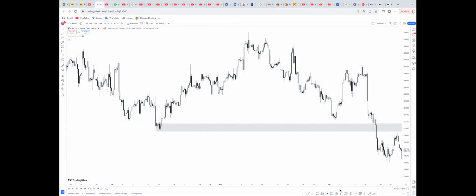I'm going to mark my support. It's going to be this, right? Low, high, low. Even marking your support, it's going to be this, high, low, right? Mark it from that high, mark it from the low. It's going to be this, right?